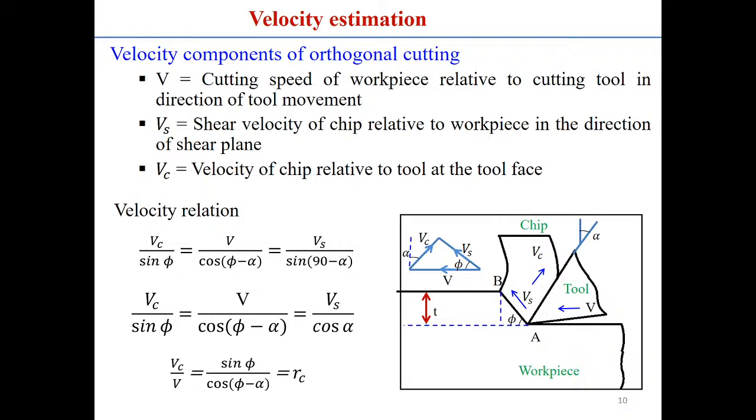If you understand the first year engineering mechanics course, when we make the closed triangle, we can define all the different angles, which one is phi, which one is alpha, all these three angles. Then we can simply use the velocity relation: Vc by sine phi, V by cos of phi minus alpha, and Vs by sine of 90 minus alpha. So from the relation we can relate the different velocity components. But finally, Vc by V, I mean chip velocity by cutting tool velocity, is equivalent to the chip thickness ratio Rc.